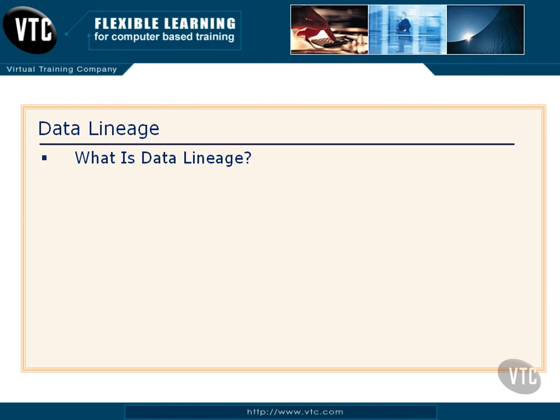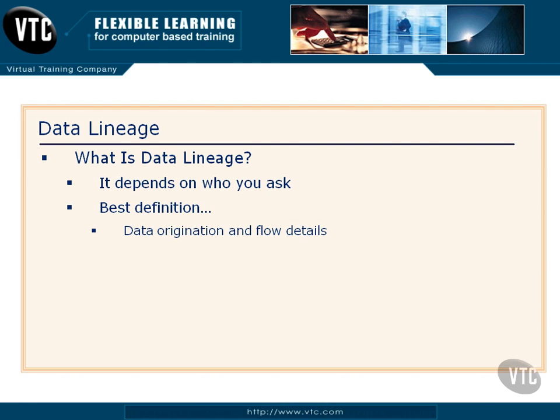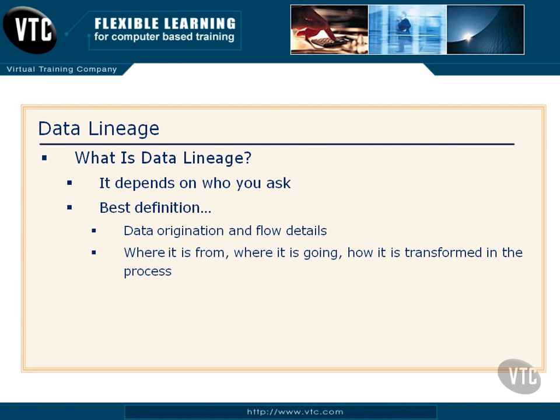So first of all, you can ask a very simple question. Okay, what is data lineage? And the simple answer is, well, it depends on who you ask. Now, everybody will agree on what data lineage is and what it's supposed to do. The question comes into play when you ask, what exactly do you consider to be adequate data lineage? The best definition that I've seen for data lineage out there is, it is information about the data's origination and the details of the data flow.